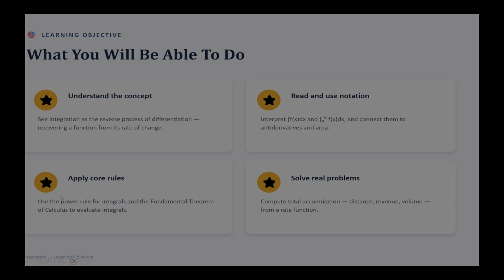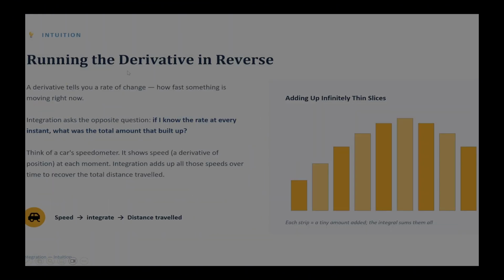We apply the core rule, use the power rule for integrals and the fundamental theorem of calculus to evaluate integrals. And then we solve real problems. We compute total accumulation, distance, revenue, volume from a rate function. So we're running the derivative in reverse, called integration. A derivative tells you a rate of change, how fast something is moving right now. Integration asks the opposite question: if I know the rate at every instant, what's the total amount built?